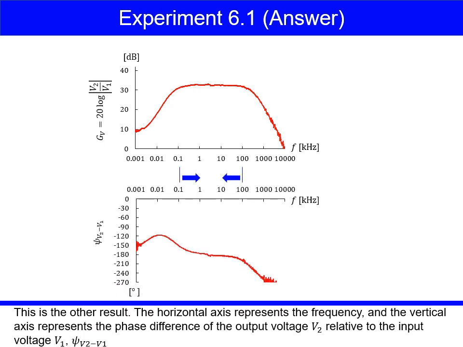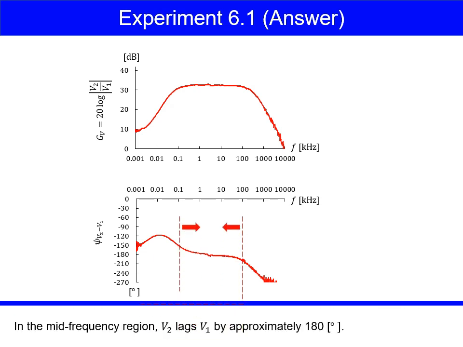This is the other result. The horizontal axis represents the frequency, and the vertical axis represents the phase difference of the output voltage V2 relative to the input voltage V1. That is psi V2 to V1. In the mid-frequency region, V2 lags V1 by approximately 180 degrees.